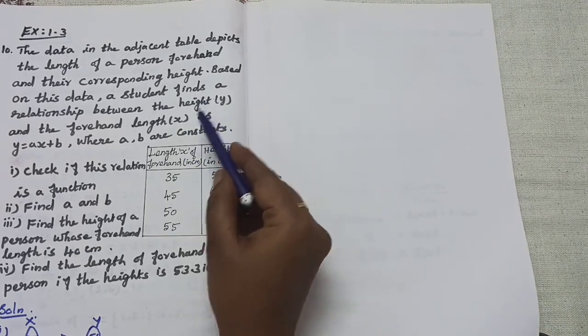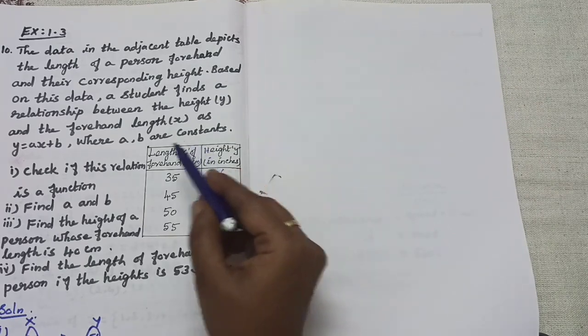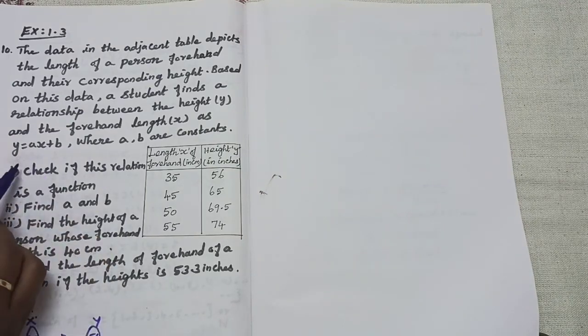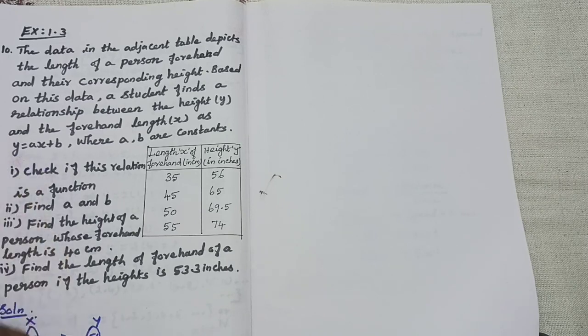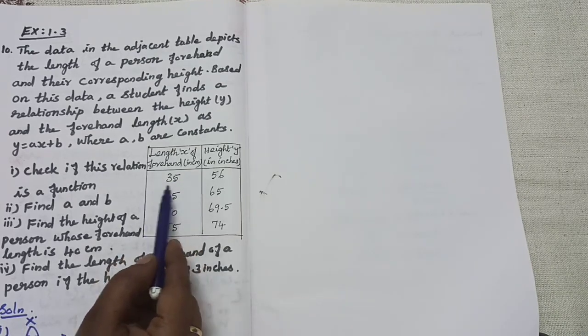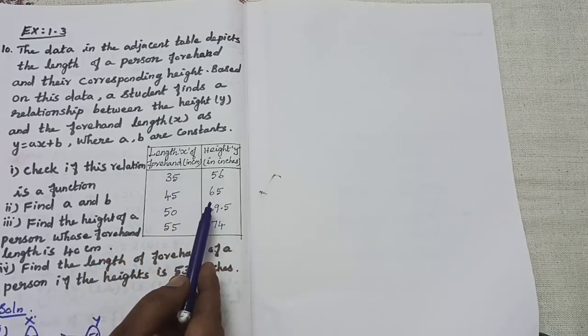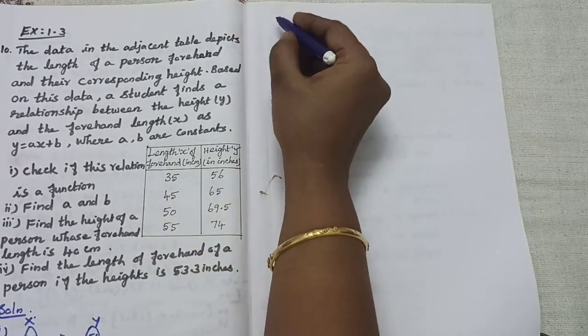Here, a student's relationship between height and forehand length is given as y is equal to ax plus b. The relationship between length and height is y is equal to ax plus b. So we have to choose two students' forehand length and height.